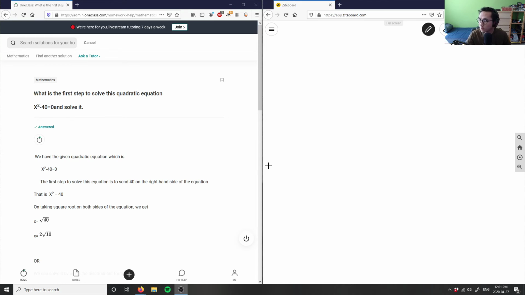All right, so let's work on these problems here. It says, what is the first step to solve this quadratic equation? So we have x squared minus 40 equals 0, and then solve it. Okay, so let's write down here.